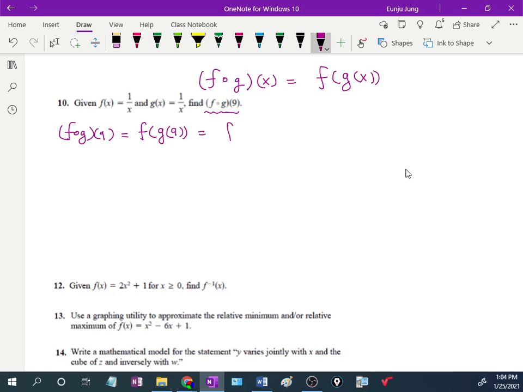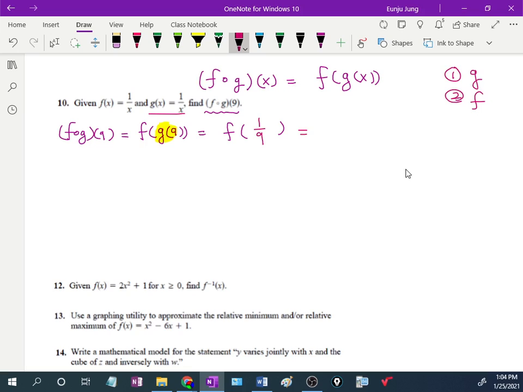So let's do the first step. What is the first step? g of 9, that is the first thing to do. What is g of 9? When you plug 9 in the g function, 1 over 9, right? So you evaluate the function first: step 1, g; step 2, f, okay? You evaluate continuously with the next one, and then you can get the answer.